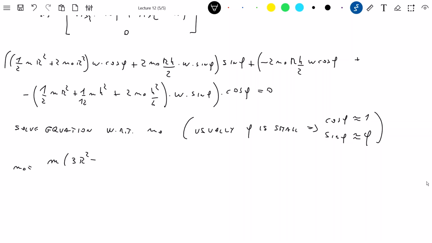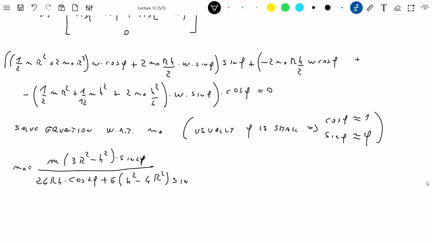3r squared minus h squared times sine of 2 phi, divided by 24 rh times cosine of 2 phi plus 6, which multiplies h squared minus 4r squared, times sine of 2 phi, okay?